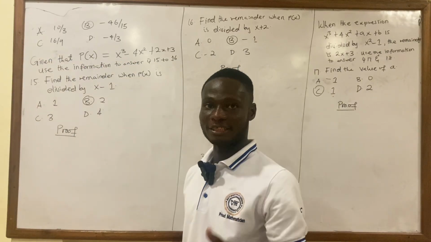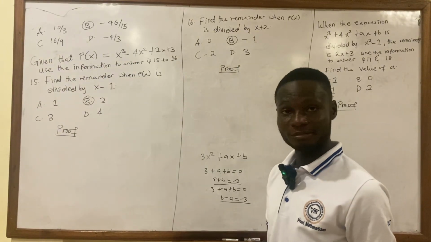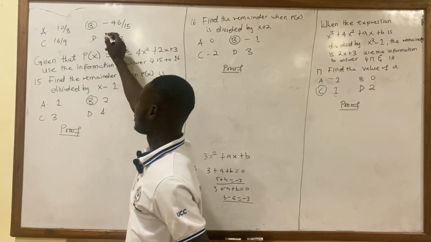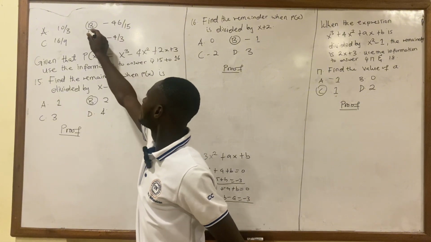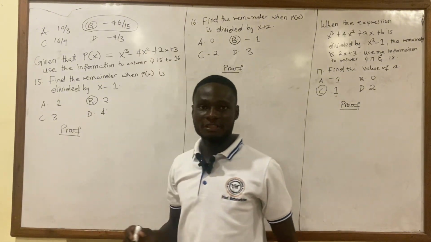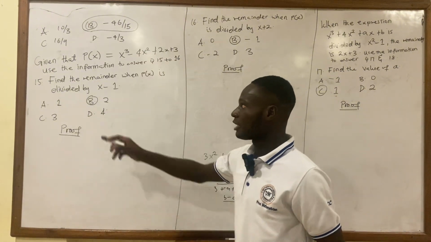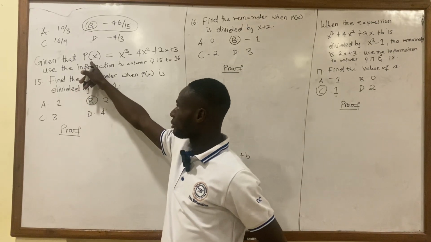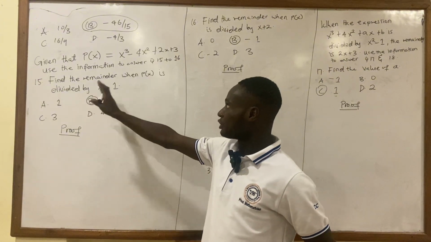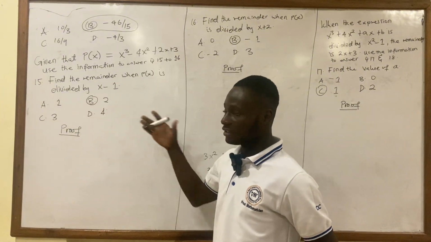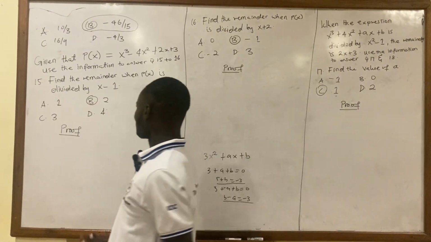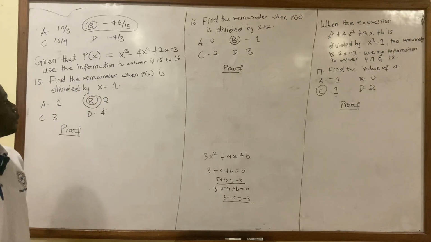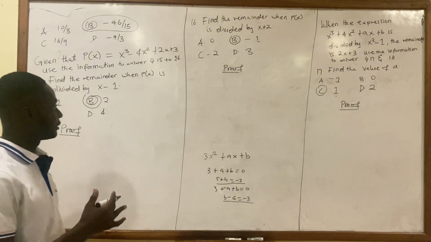From what we did yesterday, our question number 14, the answer is B, minus 46 over 15. Alright, so we are looking at the question, this preamble. It said, given that P of X equals this, use the information to answer questions 15 and 16. Alright, so the answer there is B, which is 2. So let's look at how we go about it.